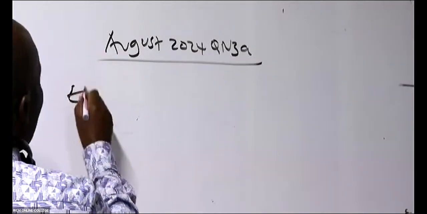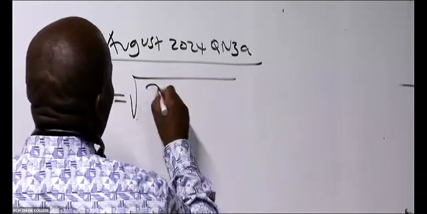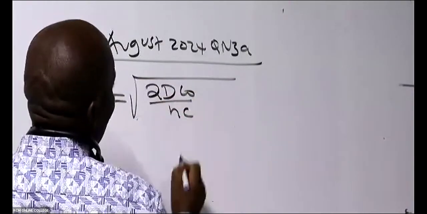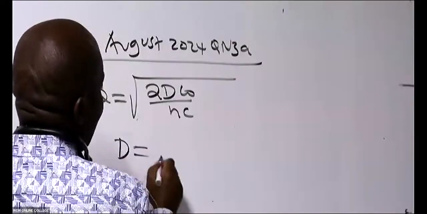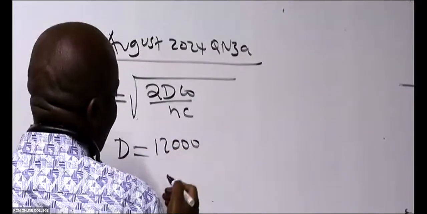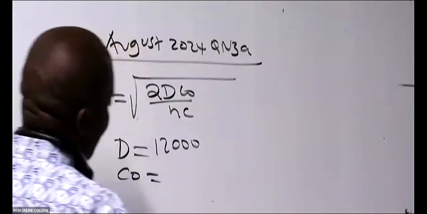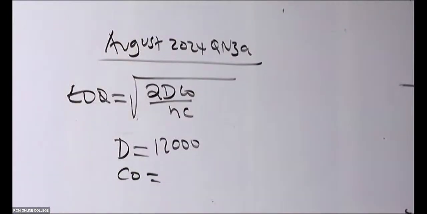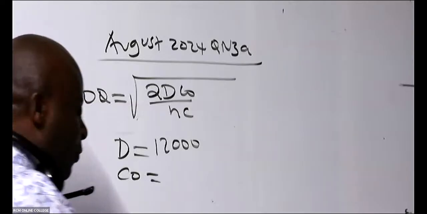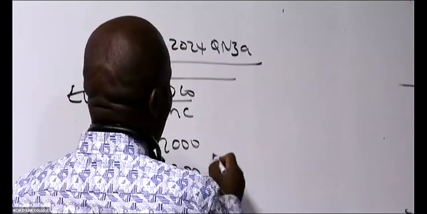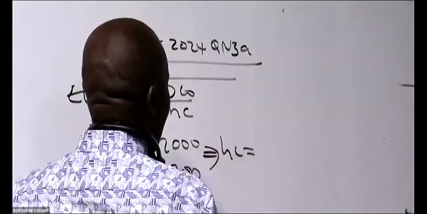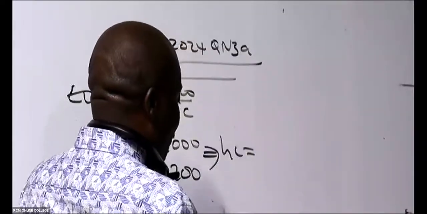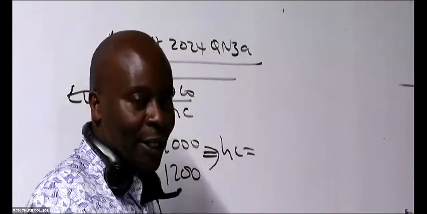So, ladies and gentlemen, our economic order quantity will be the square root of 2DCO all over HC. The annual demand, you told me the annual demand is 12,000. This examiner has given us the cost per order. He has given us the CO. He has told us in note number 4, each purchase order incurs fixed acquisition cost of 1,200 per order. And then they have told us in note number 5, holding cost is the same as carrying cost.